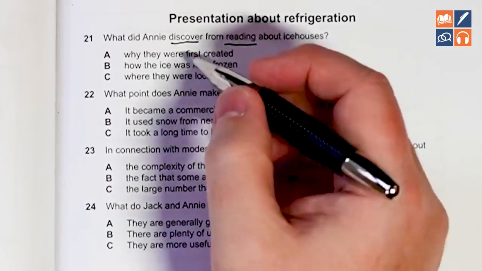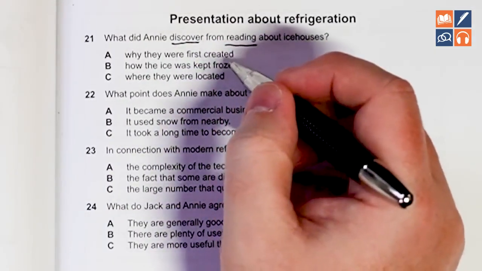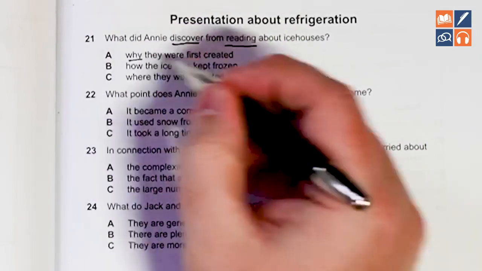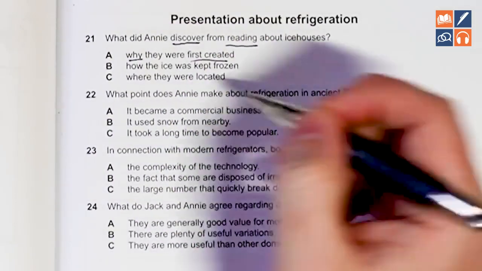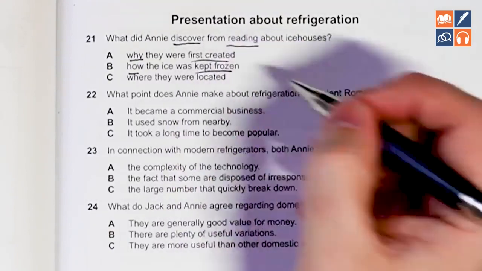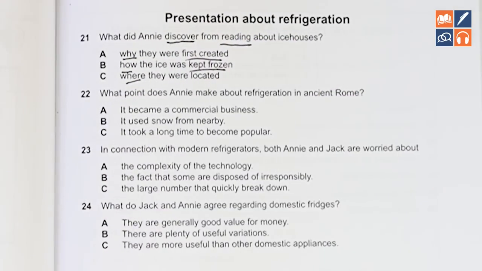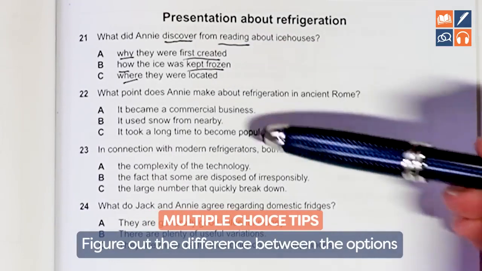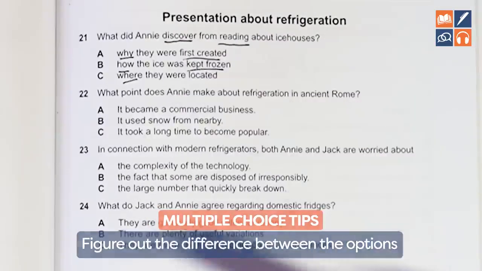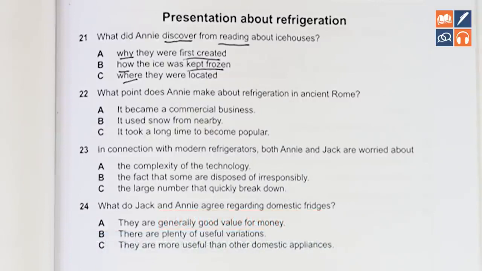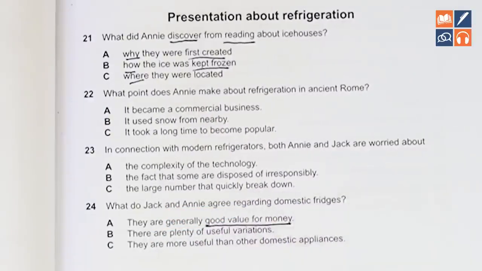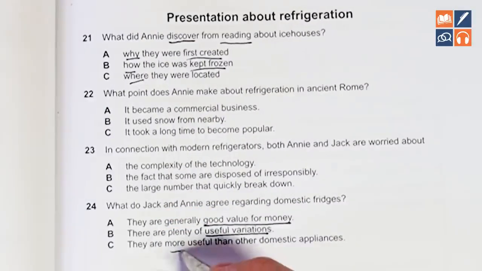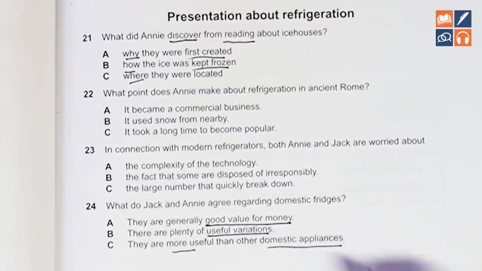Then we need to look at the three options and think about the keywords within each of the three options. So why were they first created? How was the ice kept frozen? And where? The next step is to think about the difference between each of the three options. So for this one, it's quite obvious. Let's have a look at the last one. Good value for money, useful variations, more useful than domestic appliances.